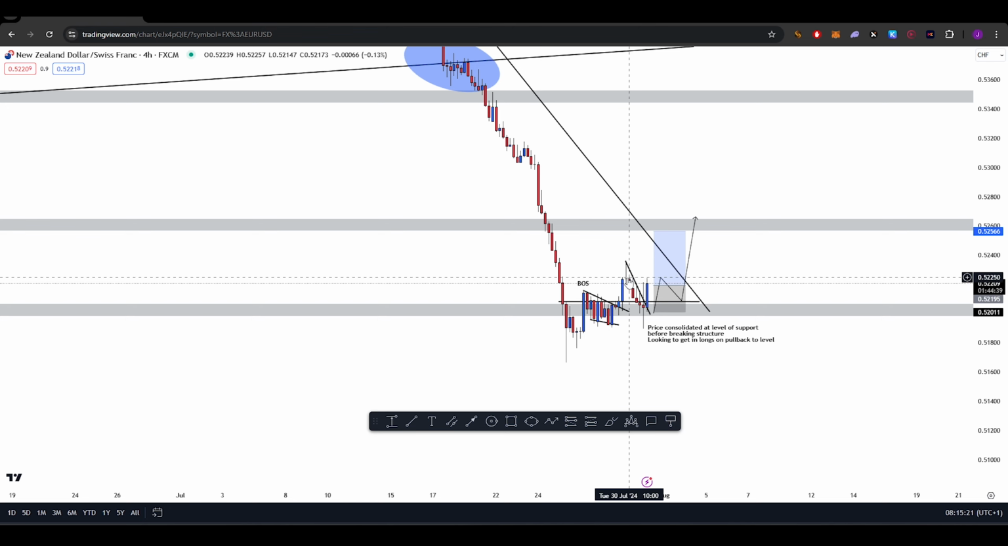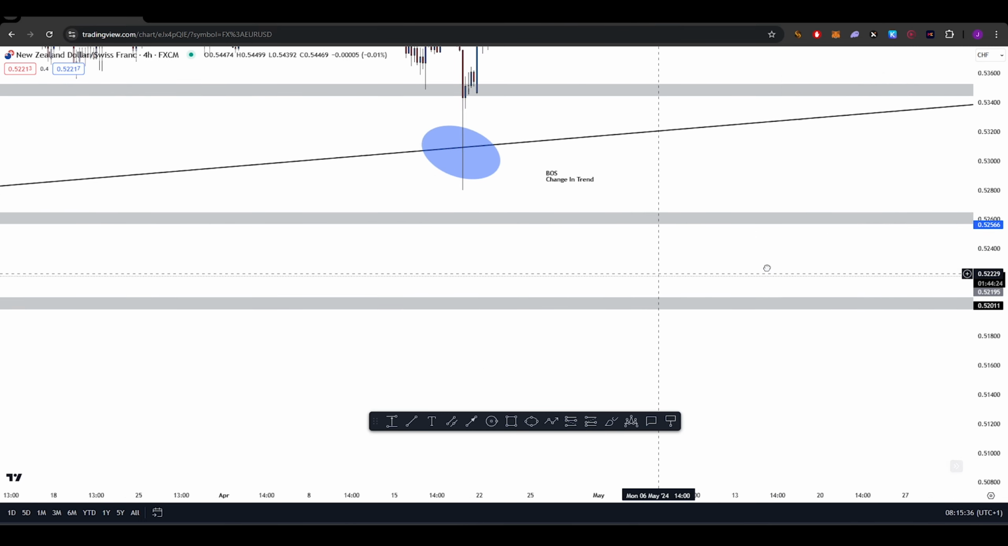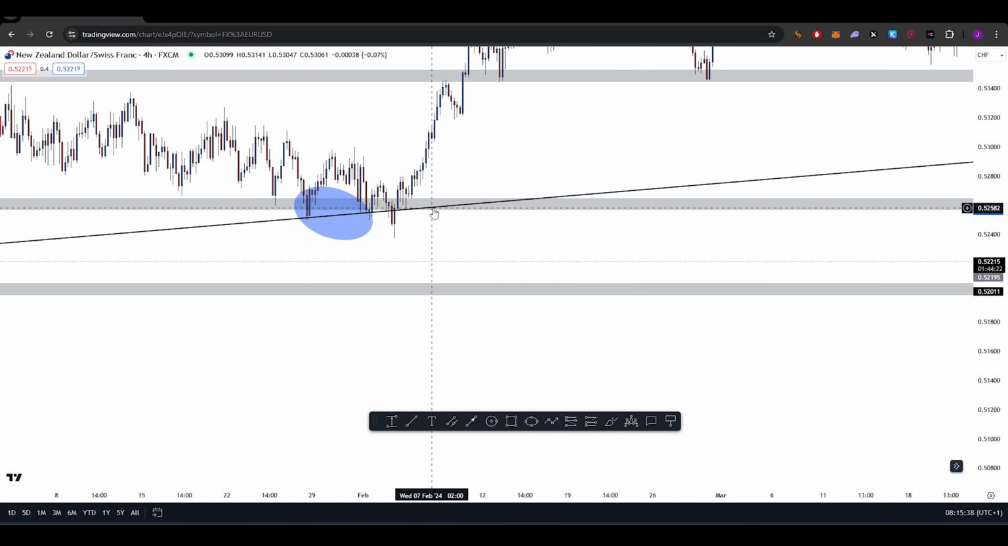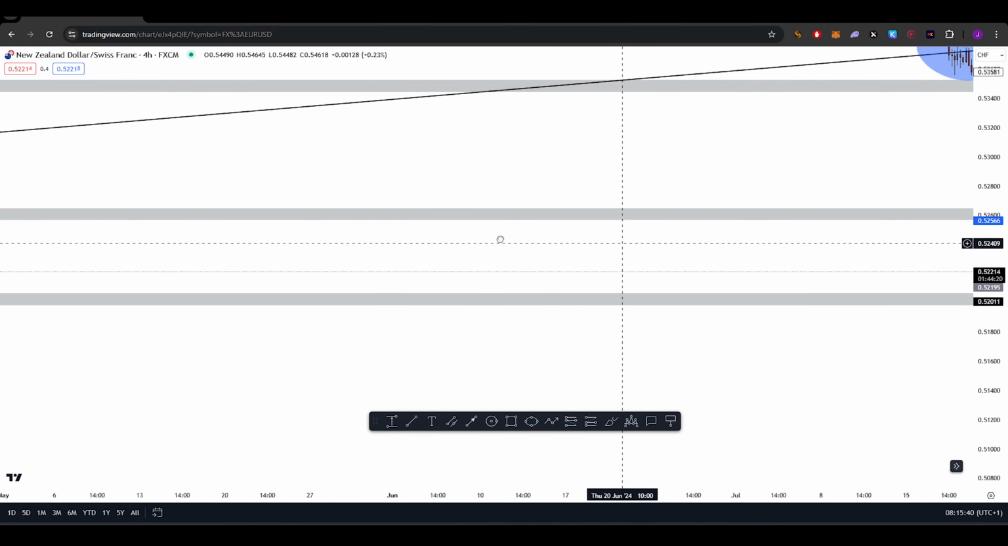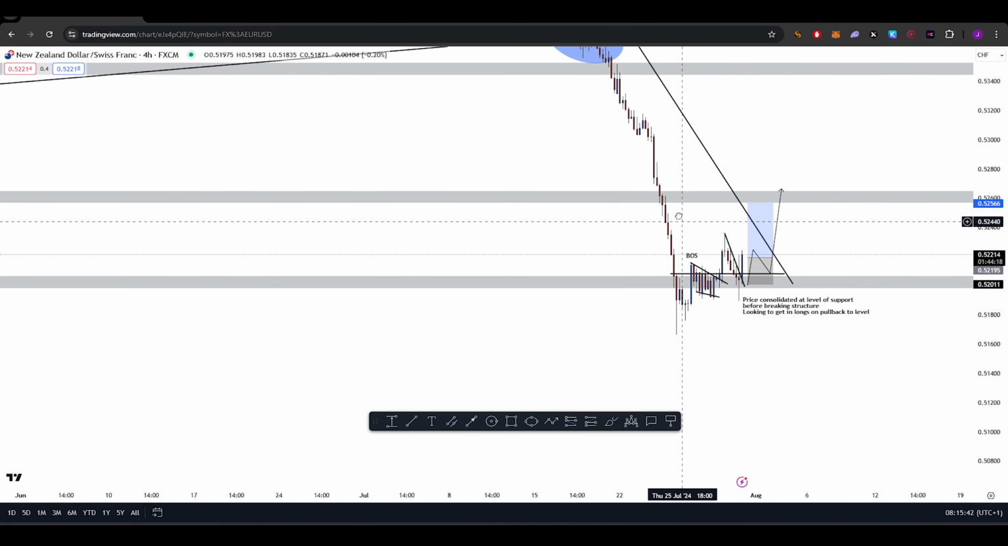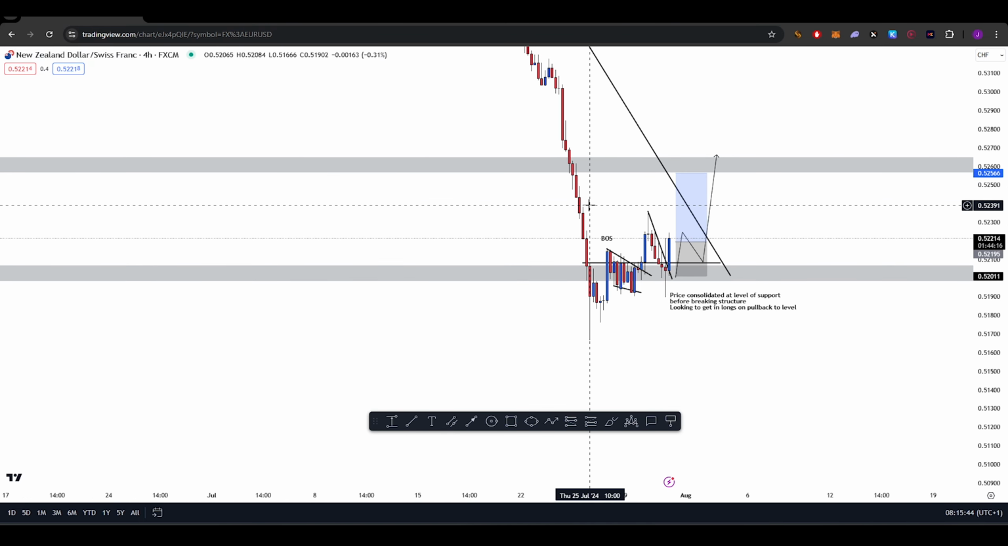Once I saw this, I sent it into my group. I was like, okay, we've had a push, we've had a higher high, we've had a break of structure. I'm now waiting for a pullback into this level of support. From this level of support, I'll be looking for buys, and I'm looking to aim for this next level of resistance. If we just scroll back, you can see this is the level of resistance I'm aiming for. Minimum 2R as well. So a calm trade.